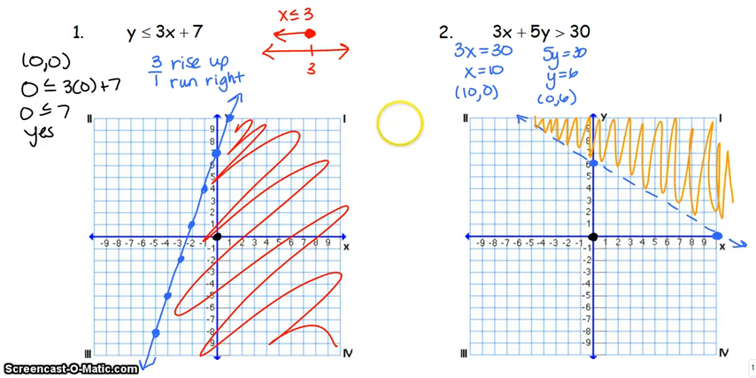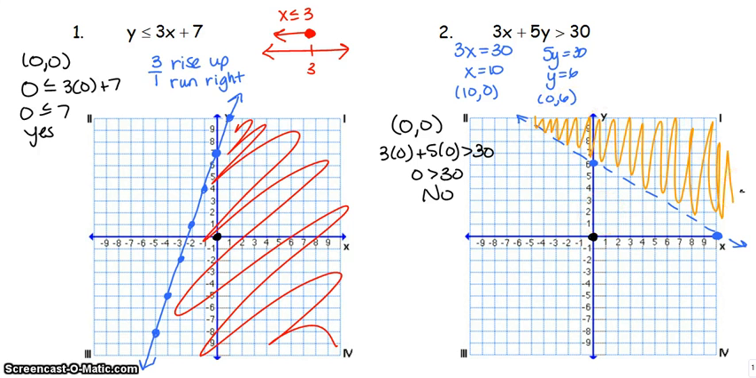So when I plug in our 0, 0, we've got 3 times 0 plus 5 times 0 is greater than 30. So I've got 0 is greater than 30. 0 is not greater than 30, so that's not true. That means that is not part of the solution, and hence we were correct that we were going to shade everything above the line.